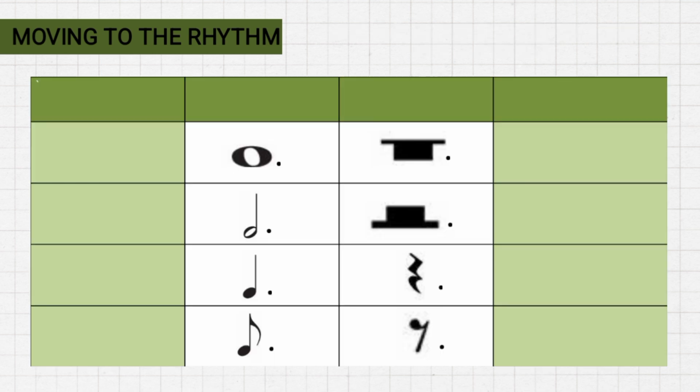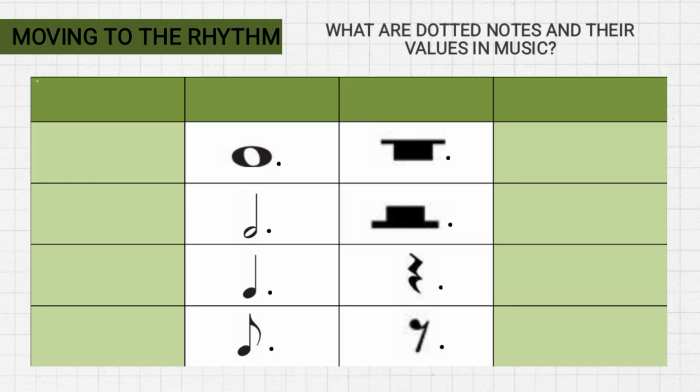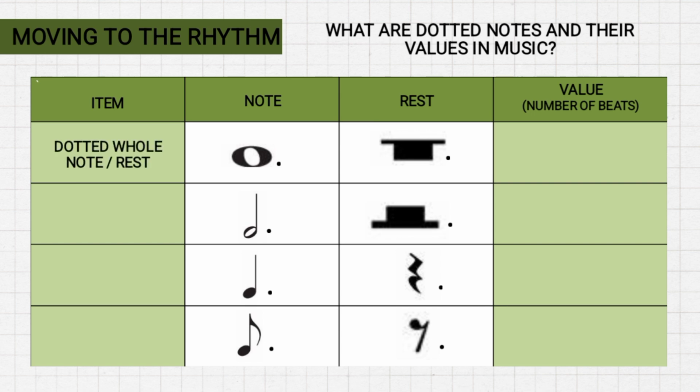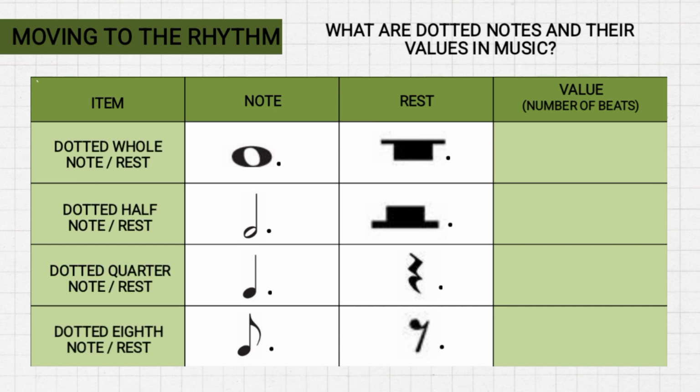Now let's move on. Here we have the item, note, rest, and value, or the number of beats. Dotted whole note or rest, dotted half note, dotted quarter note, dotted eighth note or rest.